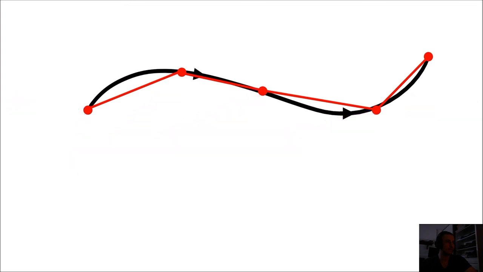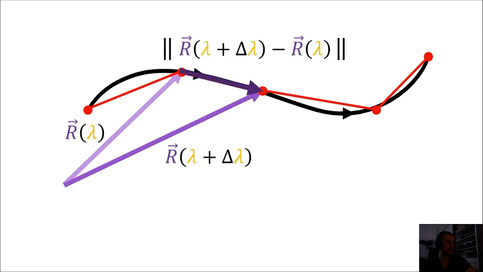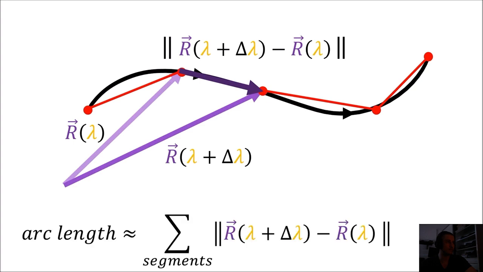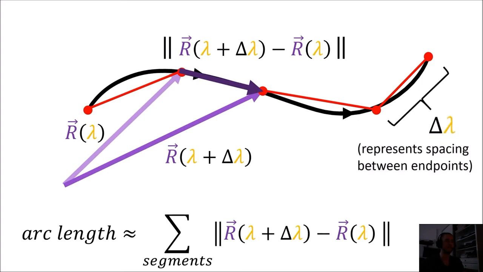To get the length of a line segment, we take the position vector at the start, r of lambda, and the position vector at the end, r of lambda plus delta lambda, then subtract the vectors, and then calculate the length of the resulting vector, and then sum up the lengths of each segment vector to approximate the curve's length. Here, delta lambda represents the spacing between the endpoints of the line segments.